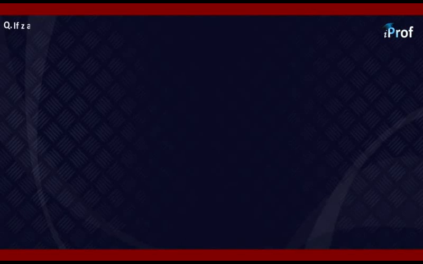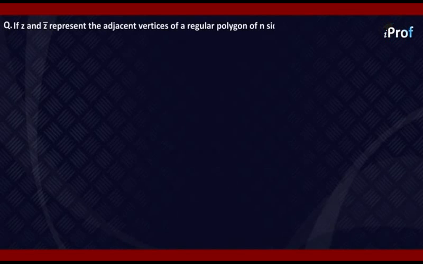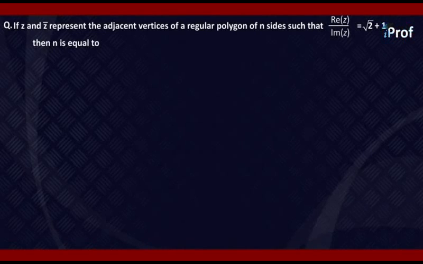If Z and Z bar represent the adjacent vertices of a regular polygon of n sides such that real part of Z upon imaginary part of Z is equal to square root of 2 plus 1, then n is equal to 4, 6, 8 or 16. These are the four options.